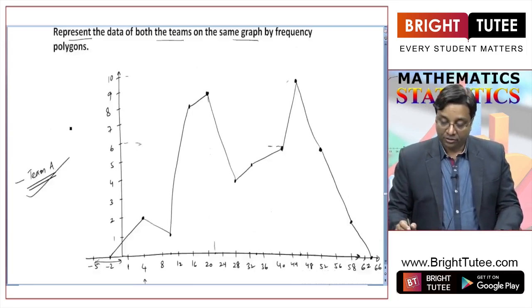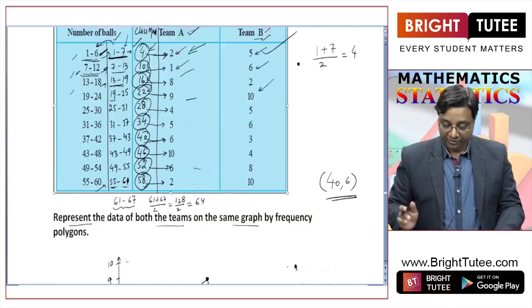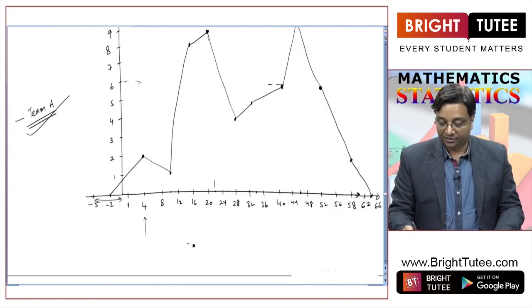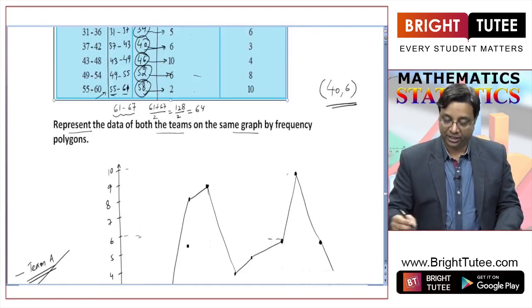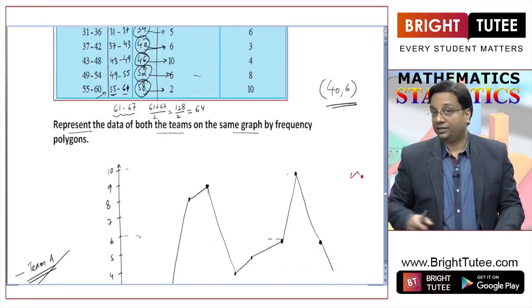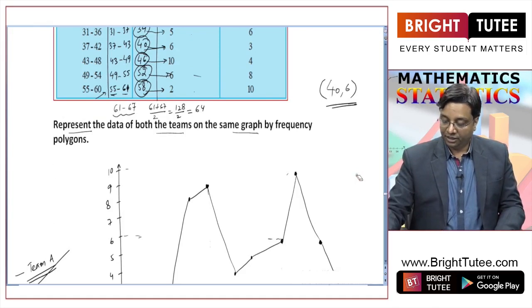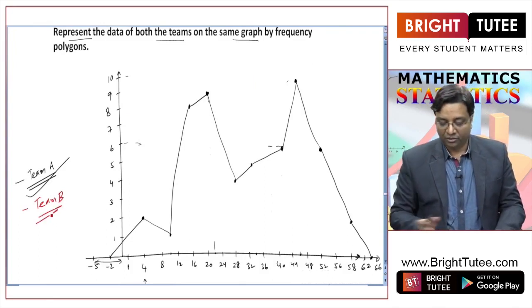Okay, now to draw the frequency polygon for team B, I don't have to look at the horizontal axis, I just have to look at the vertical axis now. Why? Let me explain it to you by taking a different color. So I have selected red color for team B. This is for team B. Now you don't have to look at the horizontal axis.